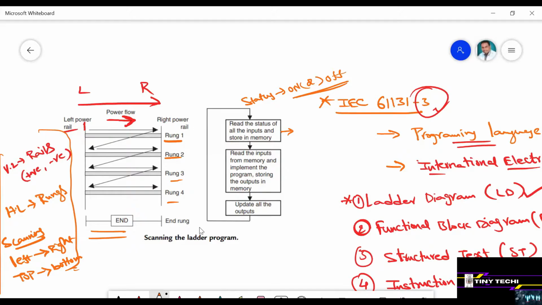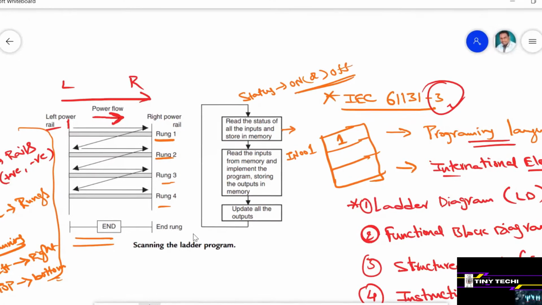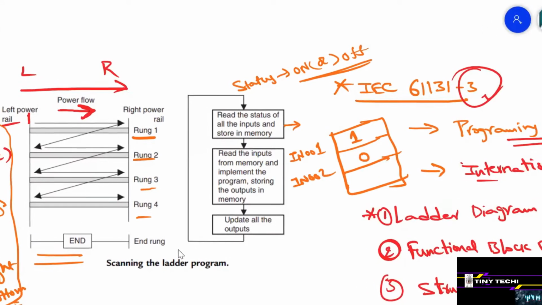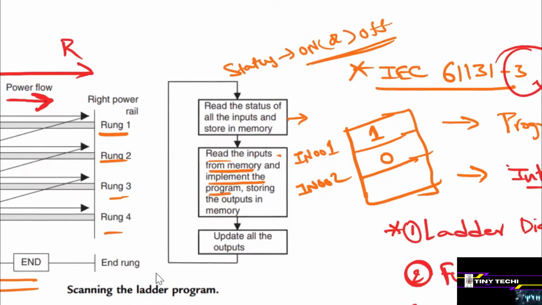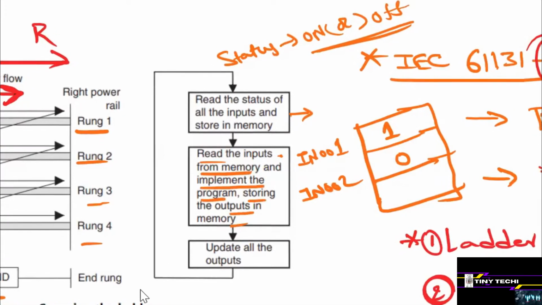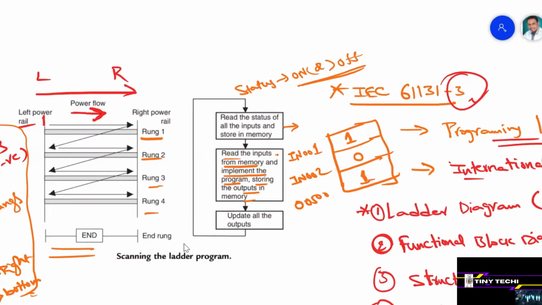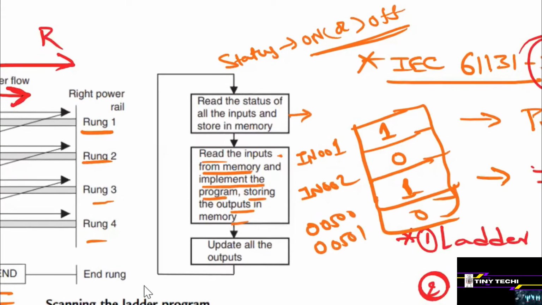So it has memory locations, like the addresses we are giving. This address is available in the memory location, and in that memory location we get the status. If it is on state, the status is 1. If it is off state, the status is 0. We get that status from the memory location. So read the inputs from the memory and implement the program. After that, store the outputs in memory. If the output is on, it stores a 1. If the output is off, it stores a 0.